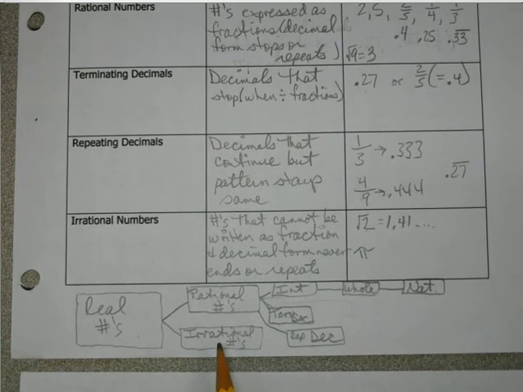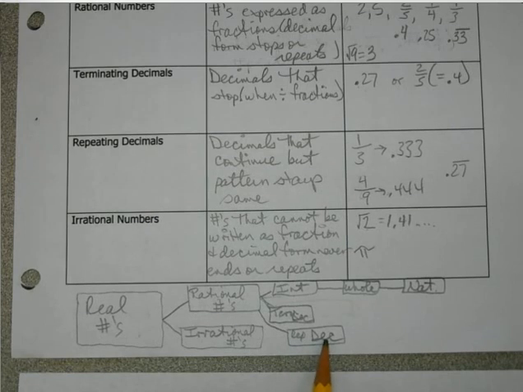Irrational numbers are a really small group of numbers. We don't deal with those as much. Those are your repeating decimals, okay, and your numbers that cannot be written as a fraction.